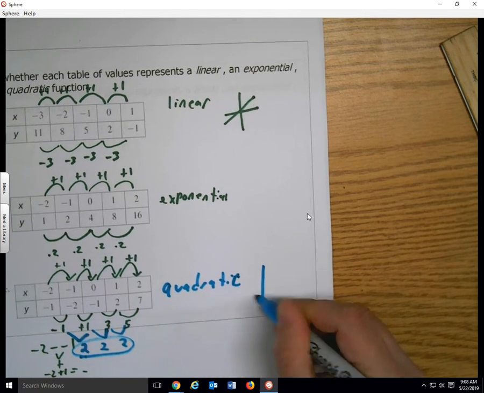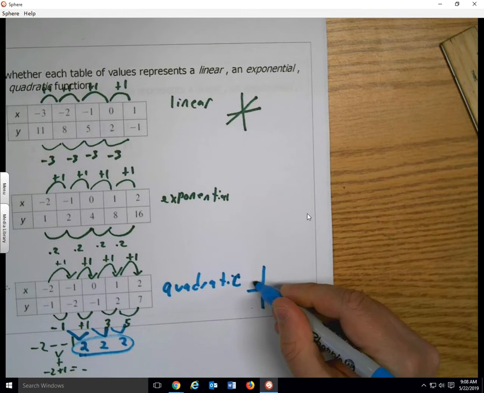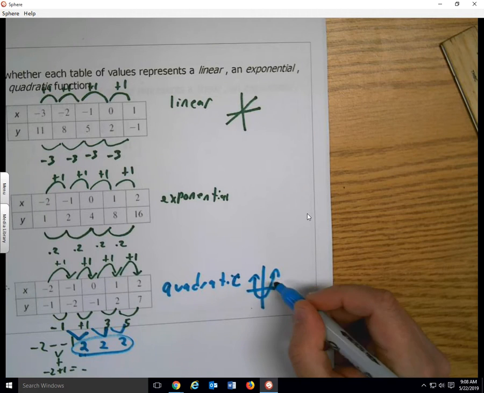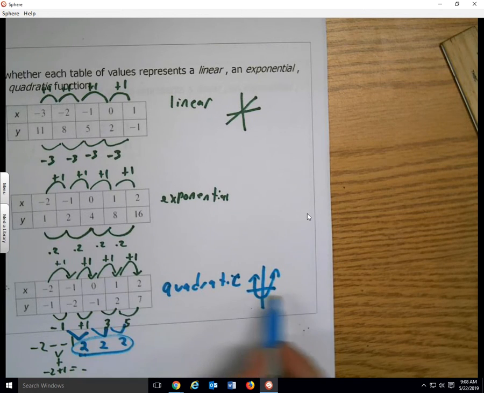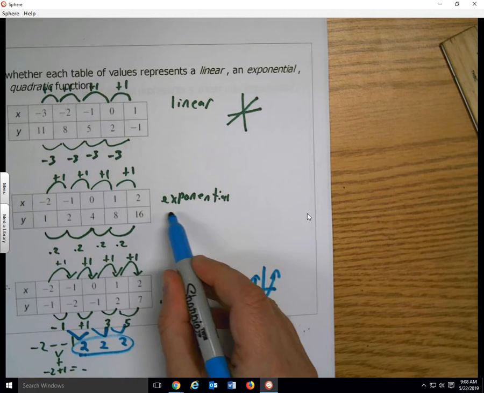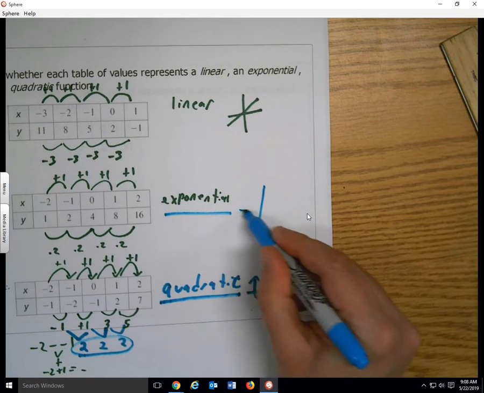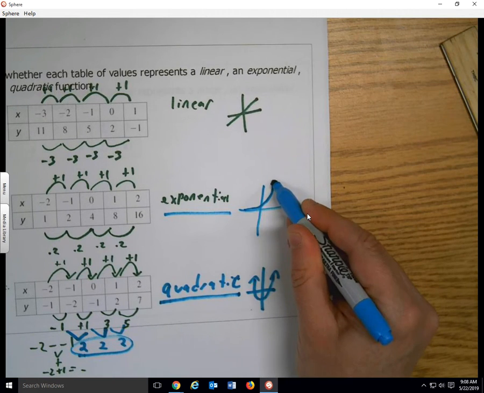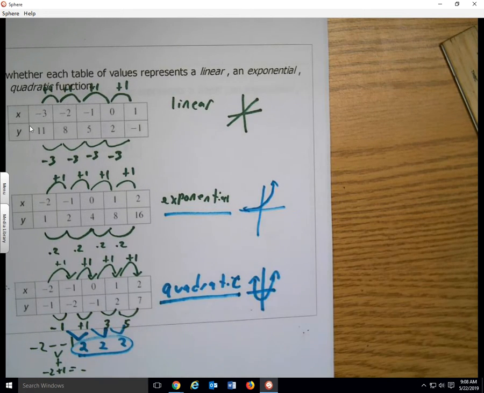And I should probably show what that would look like. The quadratic would either be a smiling or a frowning. We don't know until we work it out, but what we do know is that it's quadratic. And exponential, I forgot to show what that would look like. It would look something like this. Okay, so those are the 3 options, and that's how you find them.